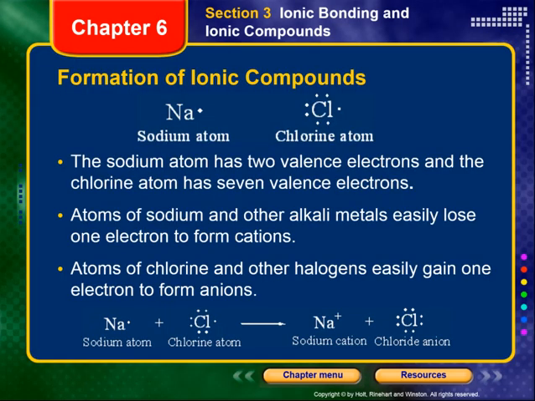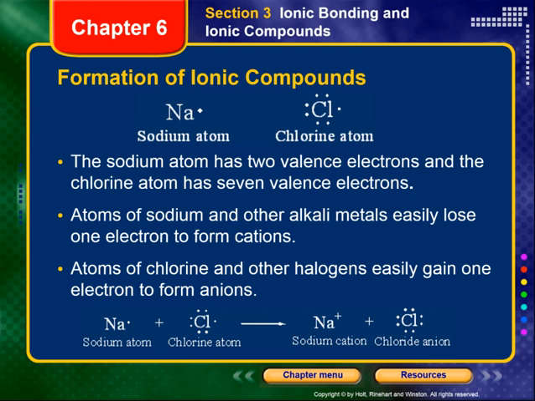Now we have a typo here, but I fixed this on your notes. The sodium atom, the neutral sodium atom, has only one valence electron. That's a typo. It's 1. I don't believe it's correct on your notes. It has 1 valence electron, and the neutral chlorine atom has 7 valence electrons.